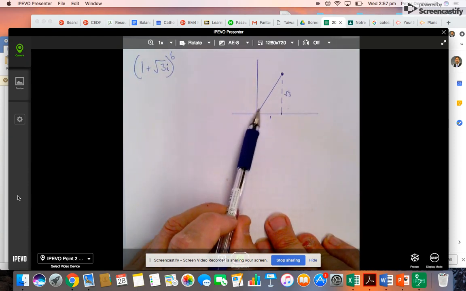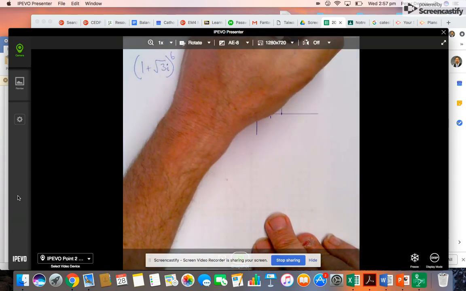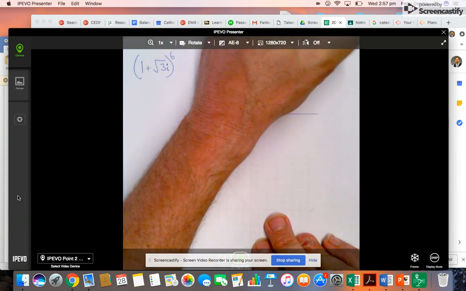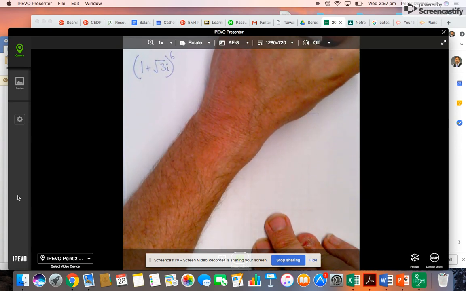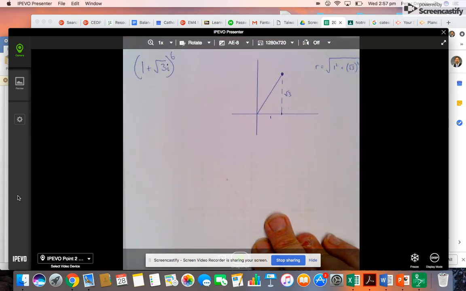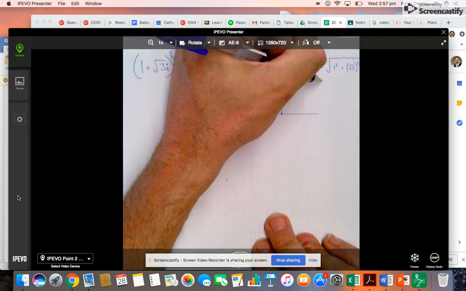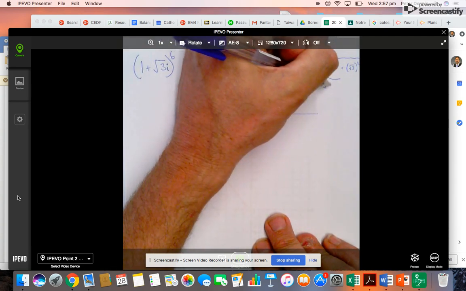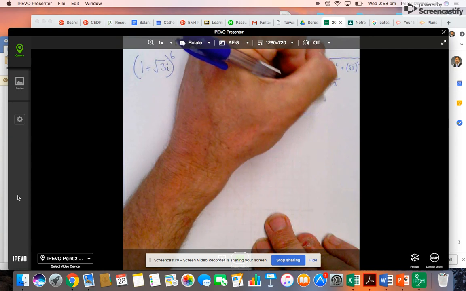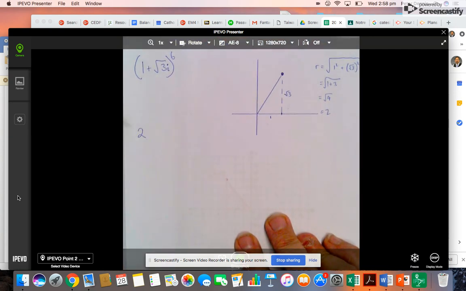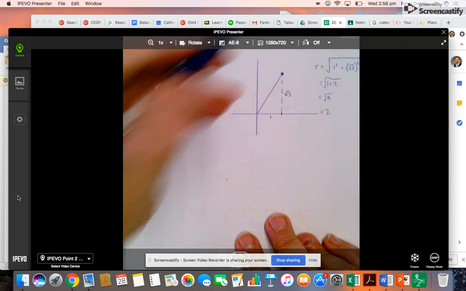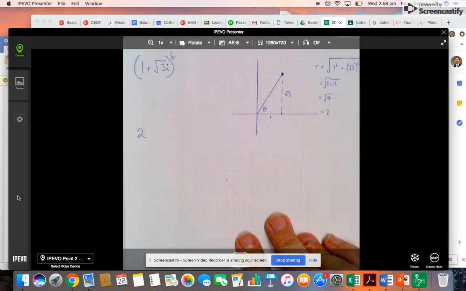And so what's the modulus? The modulus is r, which is going to be the square root of x squared, 1 squared plus root 3 squared, which equals the square root of 1 plus 3, which is the square root of 4, which equals 2. So the modulus is 2. And what is the angle? The angle here is theta.